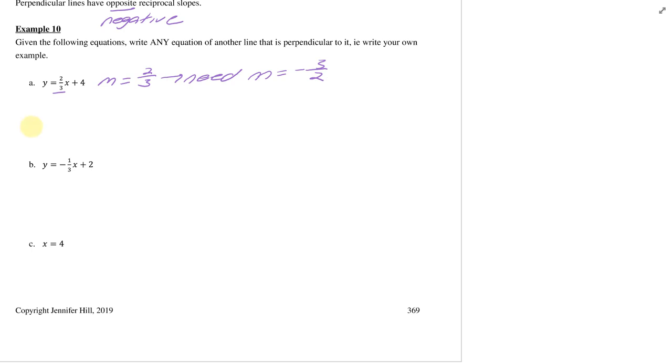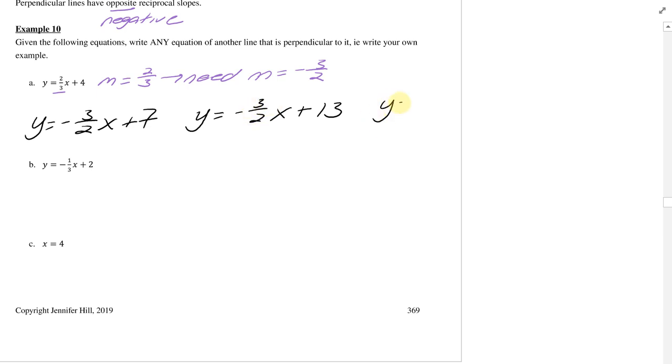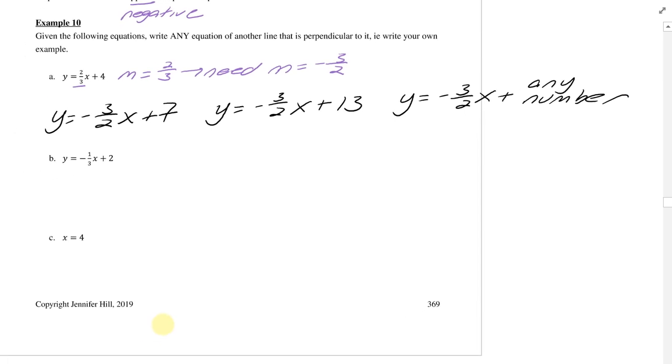Okay, so any equation that would be perpendicular would just have this slope -3/2, and then I can just add whatever number that I want. So I could add a +7. I don't know, what if I added a +13? Totally doesn't matter what this number here is. All that matters is the slope once again. So the structure of these types of perpendicular lines would have to be this plus any number. Okay, so I want you to try that with the next two. Pause, hit play when you're ready.